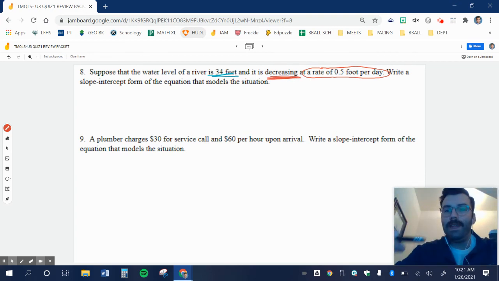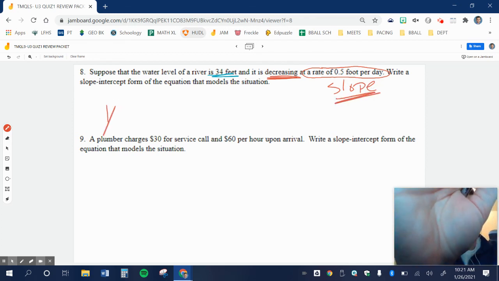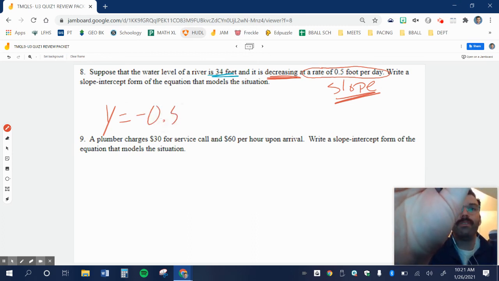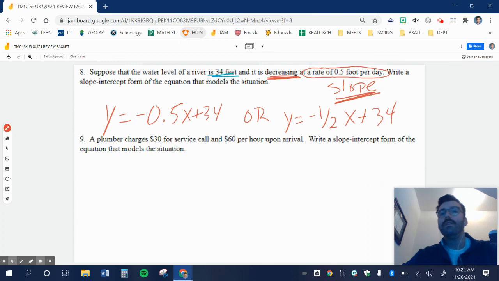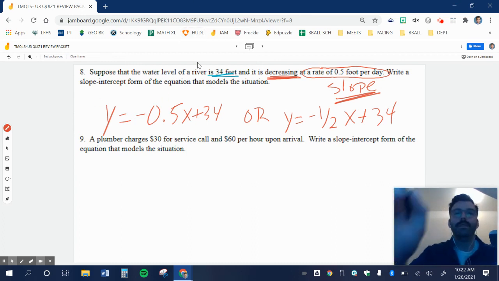Remember, if something is decreasing at a rate of change, that means this is our slope. So I want to write y equals, well, I could do it two ways. I could use y equals negative 0.5x plus 34, or you could write it as a fraction, y equals negative 1/2 x plus 34.